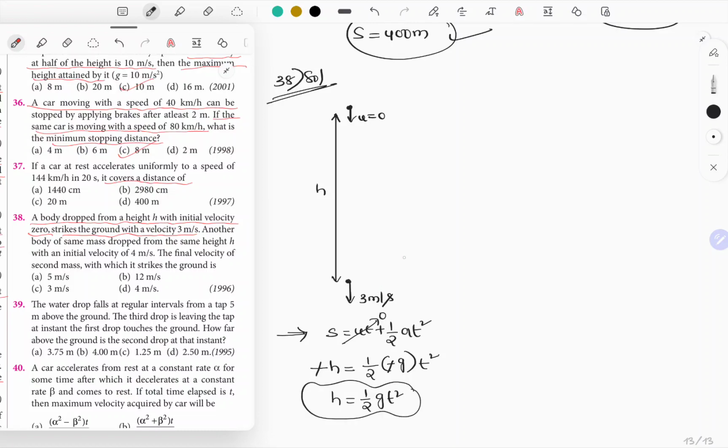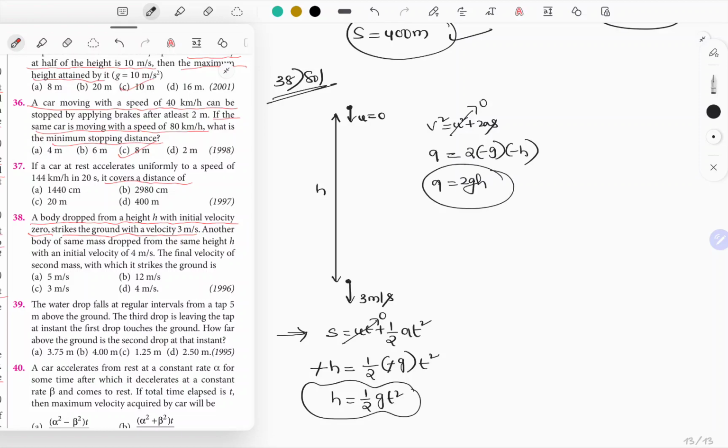Okay, they gave final velocity information, right? We can use v square is equal to u square plus 2as equation. Final velocity they've already given, that is 3 square, it is going to be 9, which is equal to u square, which is 0, plus 2 into a, which is minus g, s is minus h. Then 9 is equal to 2gh.